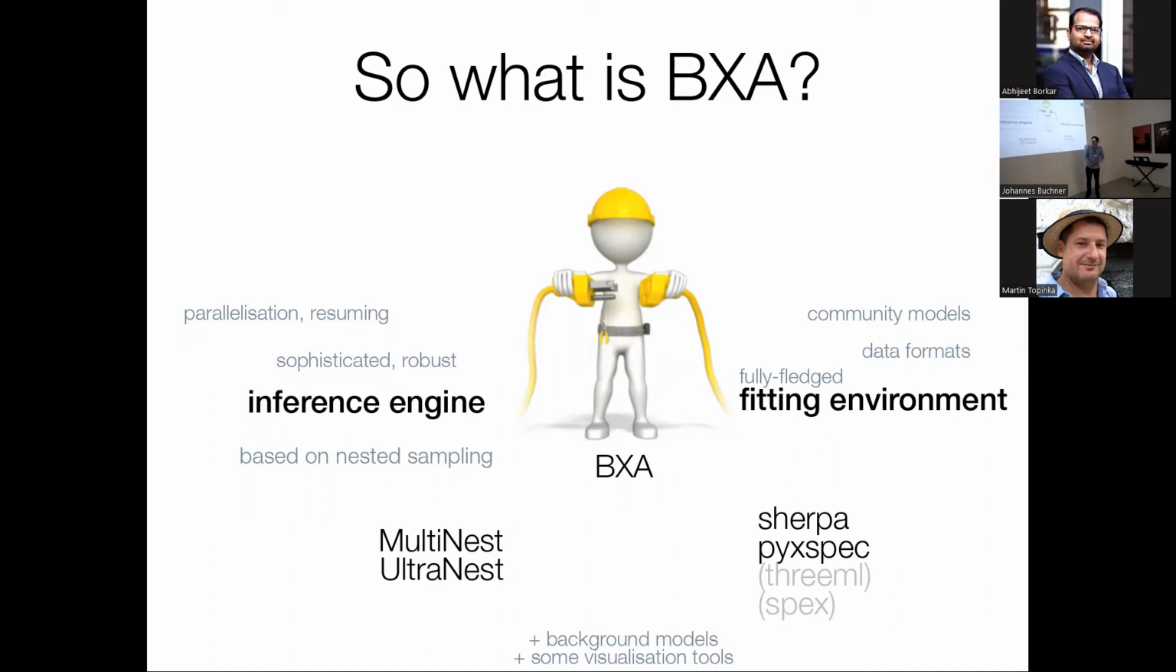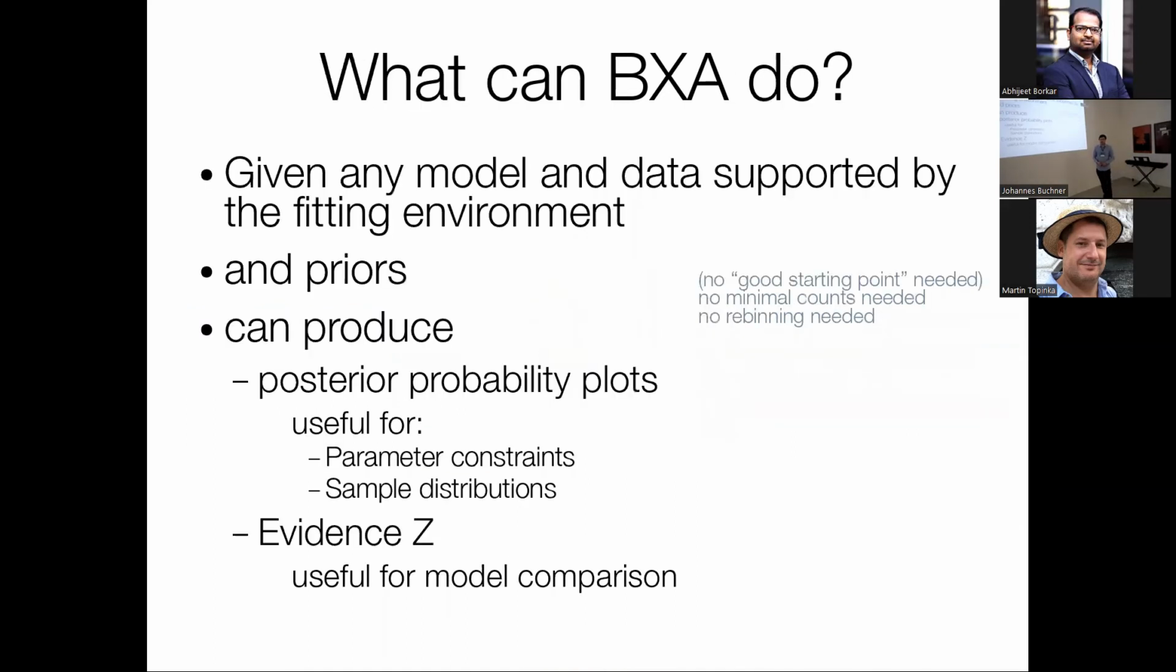BXA does a little bit more nowadays. You have some background models, you have some visualization tools that are quite limited. You're supposed to do your own visualization most of the time. But the implications of this small package are quite interesting. You can give it any model or any data that has a definition supported by your fitting environment, and you give it prior probability distributions, and then it can produce posterior probability plots, so it gives you posterior constraints. From that you can also make sample distributions, and it can compute the evidence that you can use for model comparison.